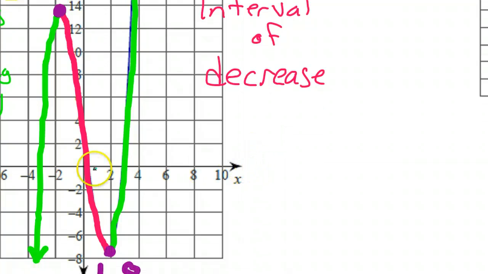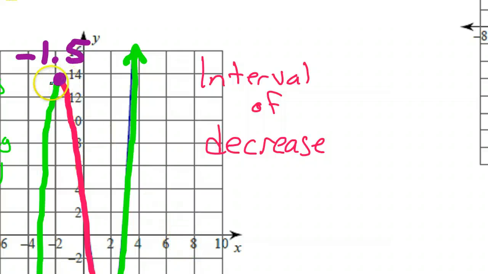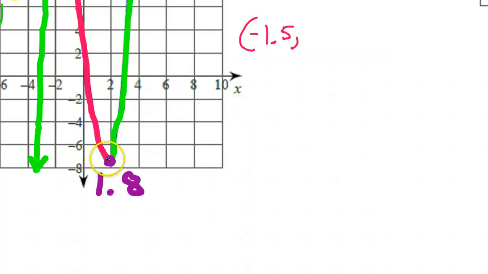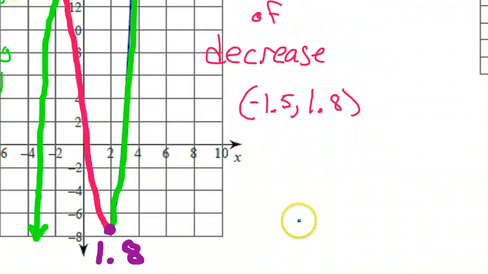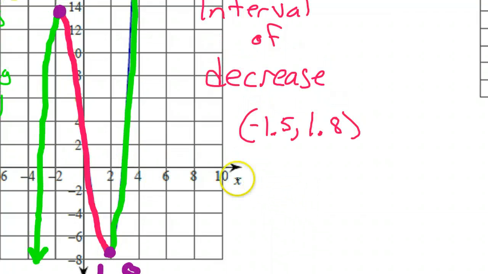All right, looking at this pink segment of the graph, how far to the left does it go and how far to the right does it go? When I say how far to the left, I'm talking about this purple spot right here, and that is at an x value of negative 1.5. How far to the right does it go? It ends up at 1.8, or very close to it. So this would be my interval of decrease, negative 1.5 to 1.8, x values only.